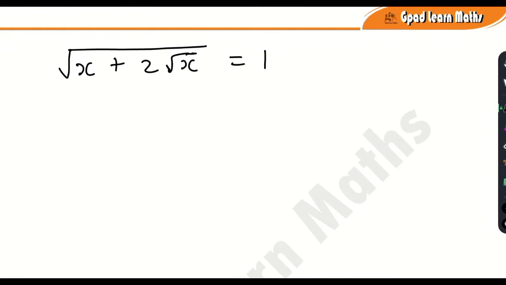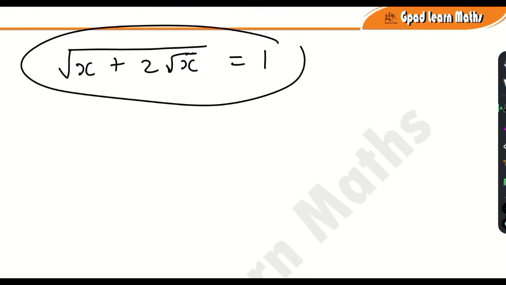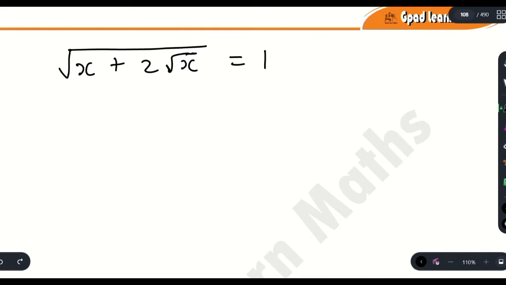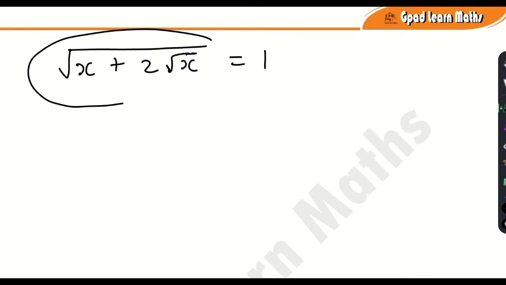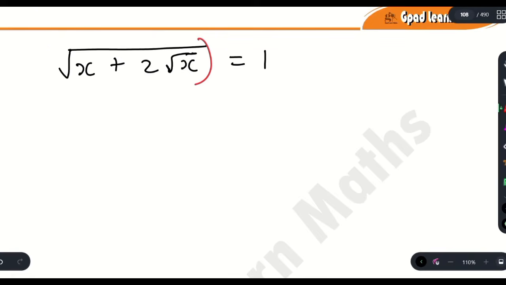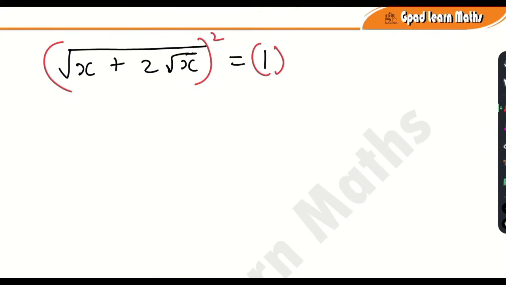In this video, I'm going to be solving this radical equation. So what we have here is the square root of x plus 2 root x is equal to 1. Now, if I want to get rid of this big radical, I'm going to square both sides because square is an inverse function of root, right? So let's square both sides. Square this and then square this.